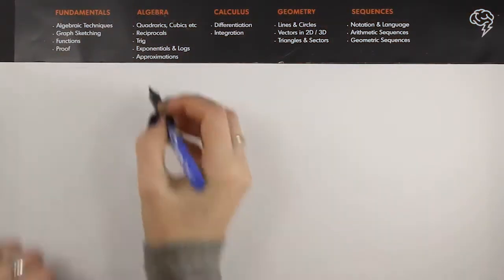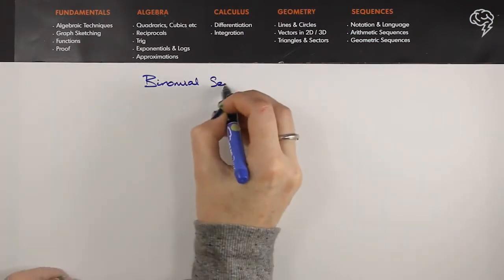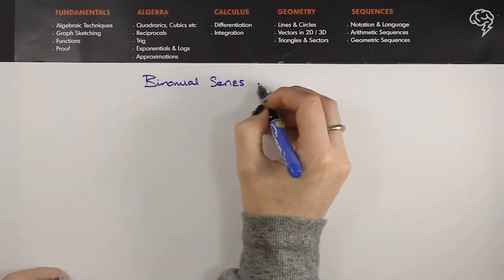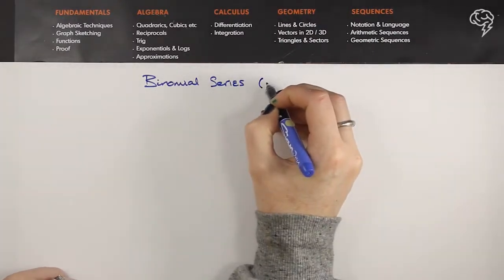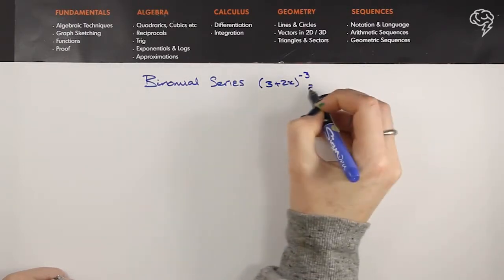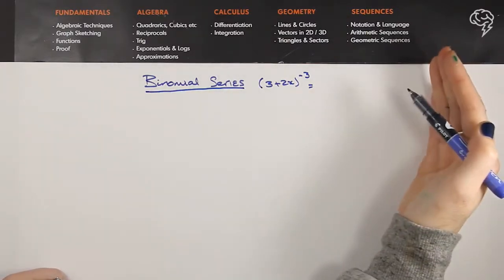I'm going to show you two ways to come up with the approximation of the binomials. Well, no, the binomial series isn't an approximation. The binomial series is an approximation of something like 3 plus 2x to the minus 3, something like that. And it's an infinite series, it goes on forever.